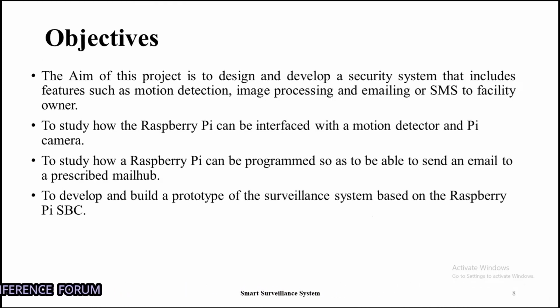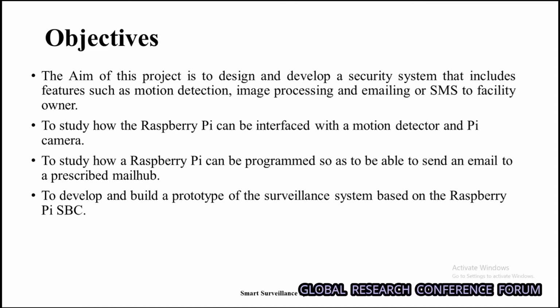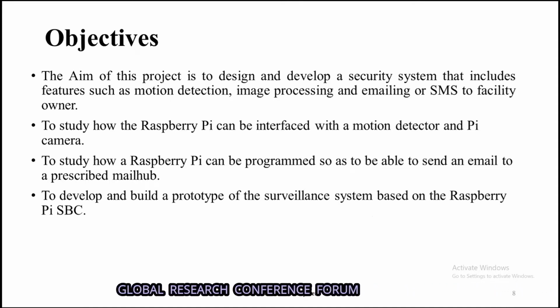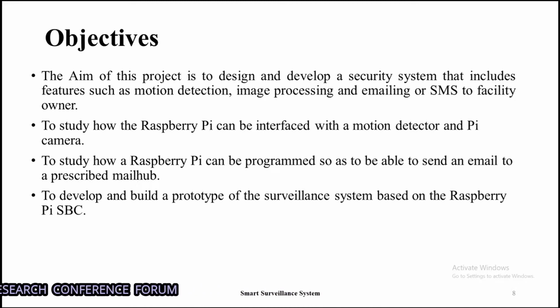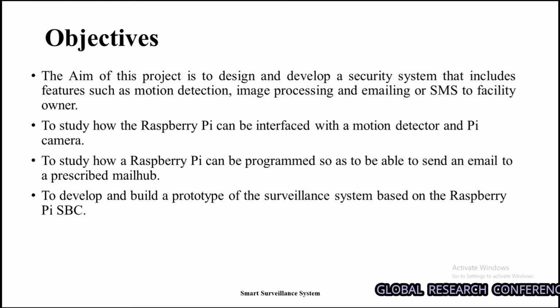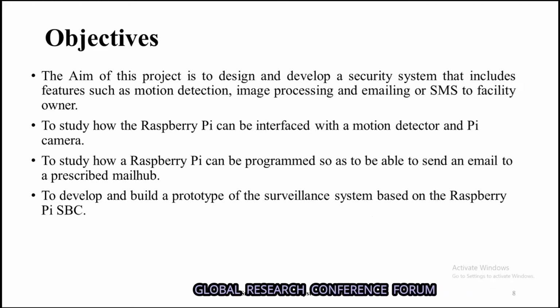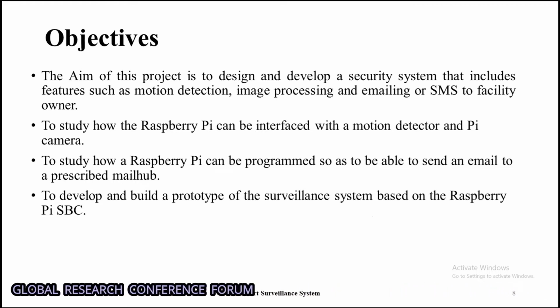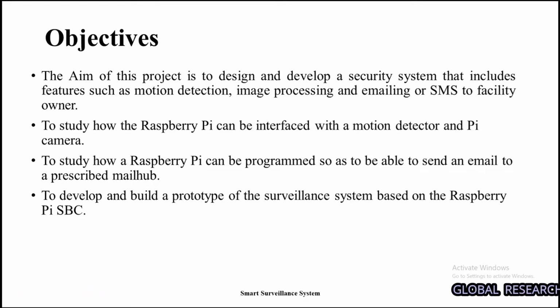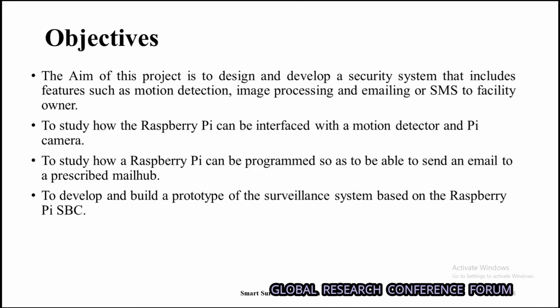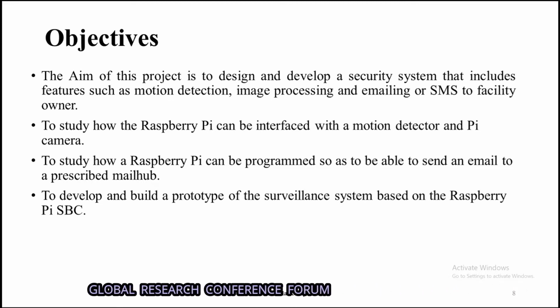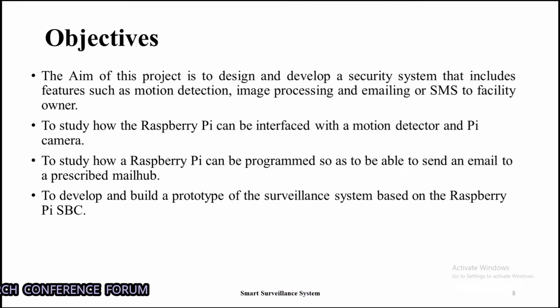Objective. The main aim of the project is to develop a security system that includes features such as motion detection, image processing, and email or SMS to the facility owner. To study how the Raspberry Pi can be interfaced with the motion detector and Pi camera. To study how the Raspberry Pi can be programmed so as to be able to send an email to the prescribed mailer.